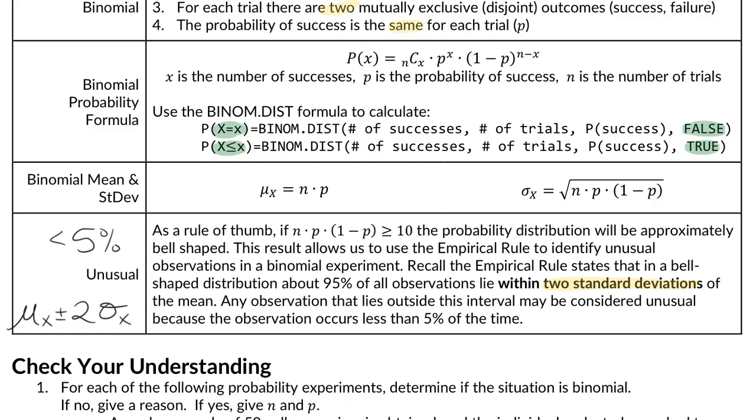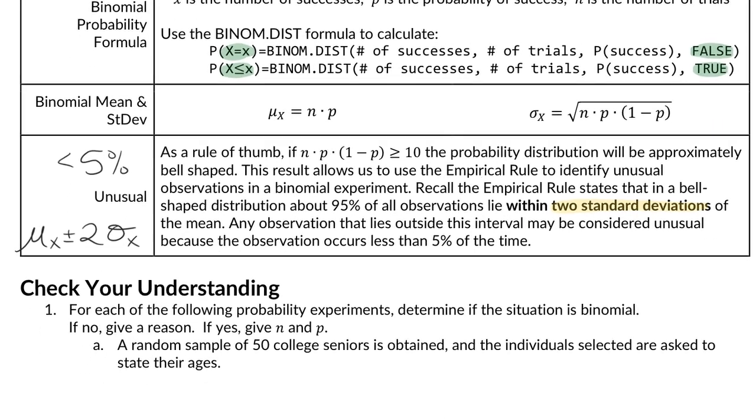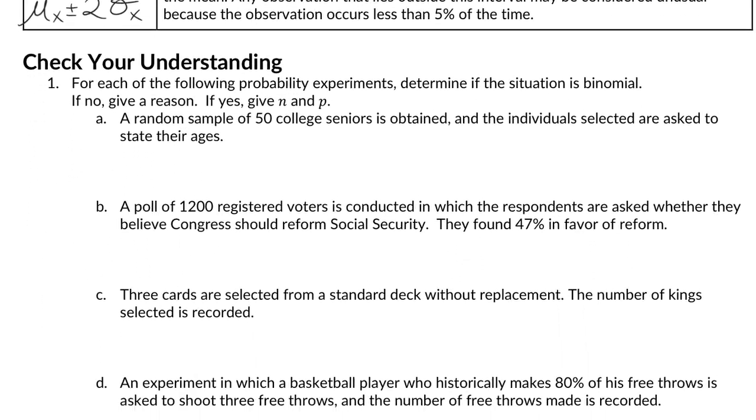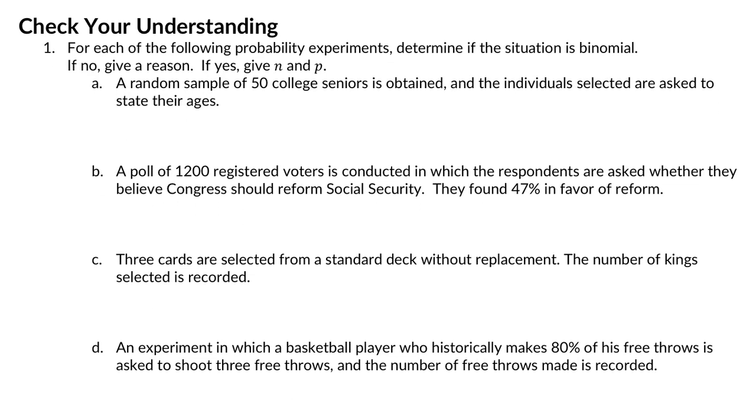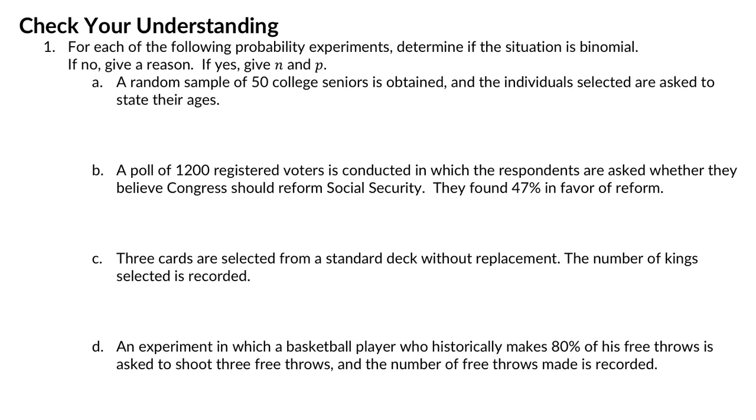And before we get into some calculations, let's just make sure we understand how to determine if something is a binomial experiment. So for each of the following experiments, we're going to check the 4 criteria, and if we say yes to all the criteria, we say that it is binomial, and if we say no to one of the criteria, we're going to say no to binomial.